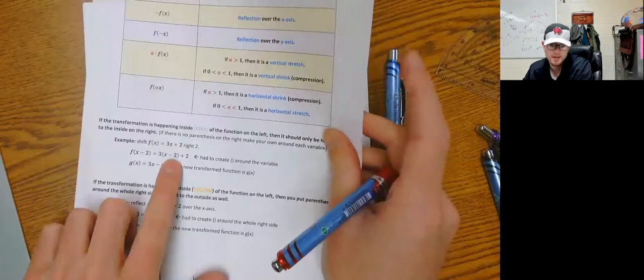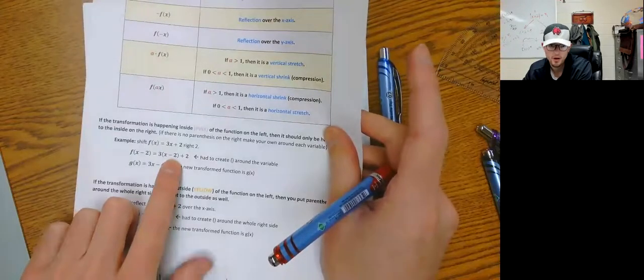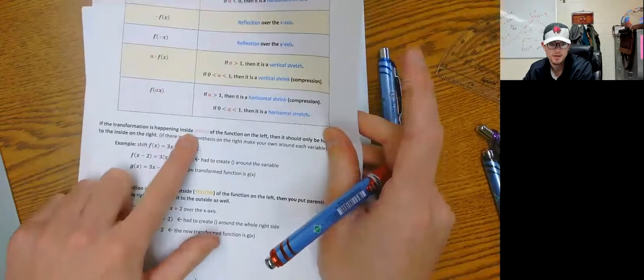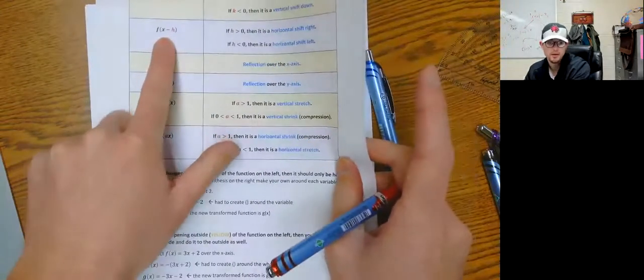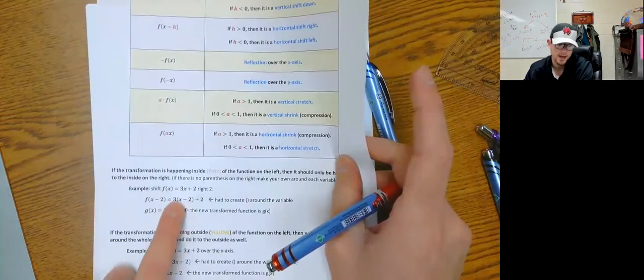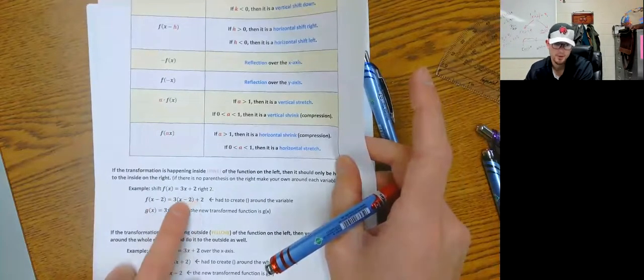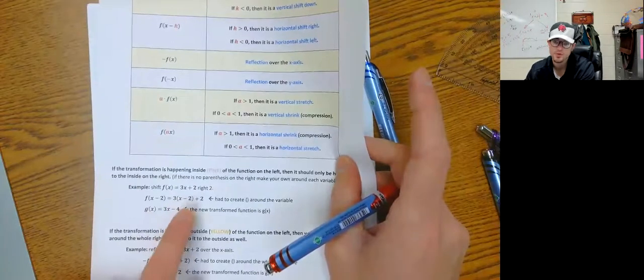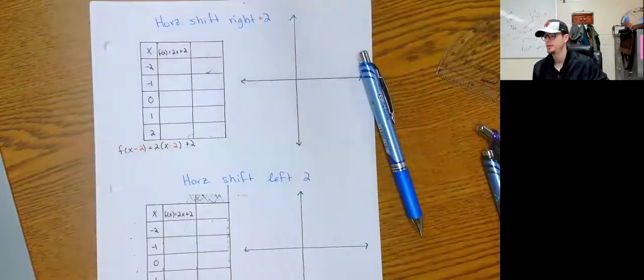Now for my students, I have this as an example right here. If the transformation is happening on the inside, if it's pink, and this is actually to the right too, like the one we're just doing, then you put parentheses around just the x, and you do it to the variable only. Very important.